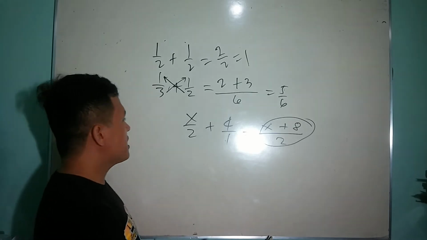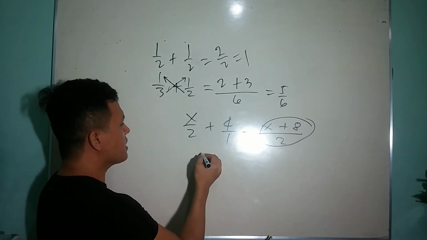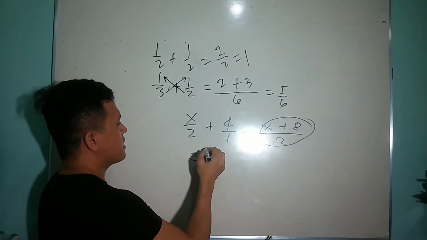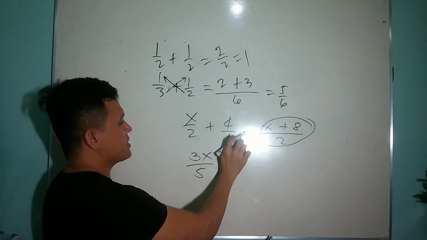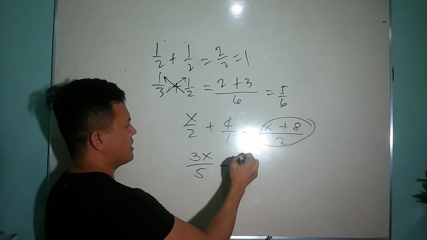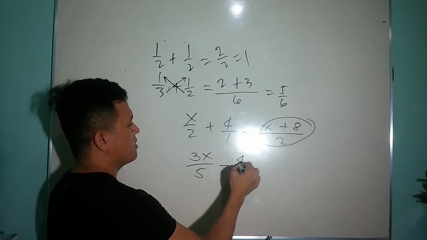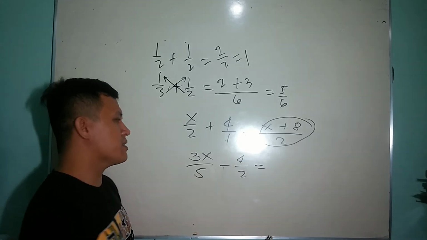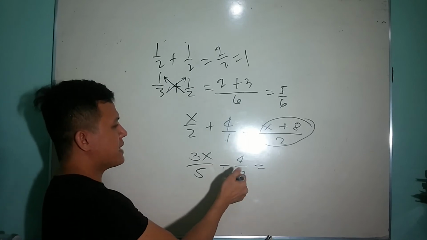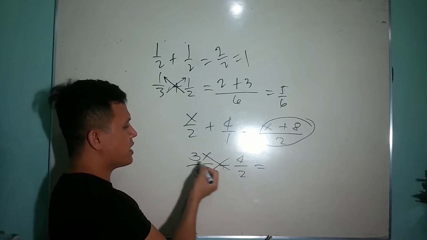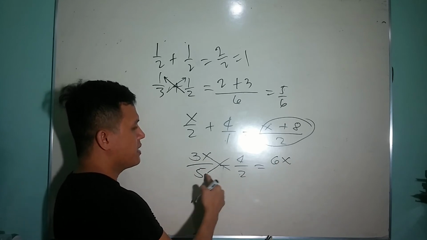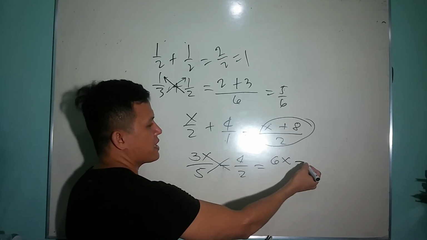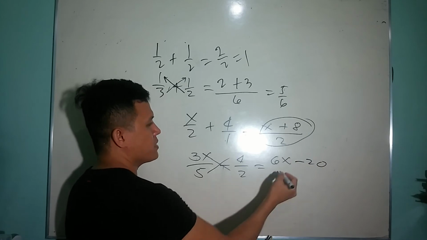Now, what if you have 3x over 5 minus, shall we say, 4 over 2? How are you going to change that? Again, cross multiply them. So 2 times 3x, that is 6x. 2 times 3 is 6, and then copy x. 5 times 4, or negative 4, that is minus 20. And then 5 times 2, that is 10. Just like that.